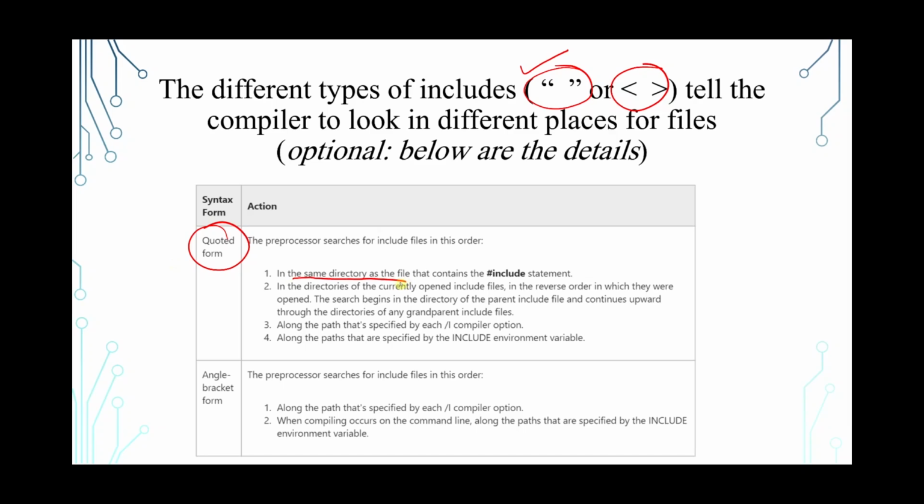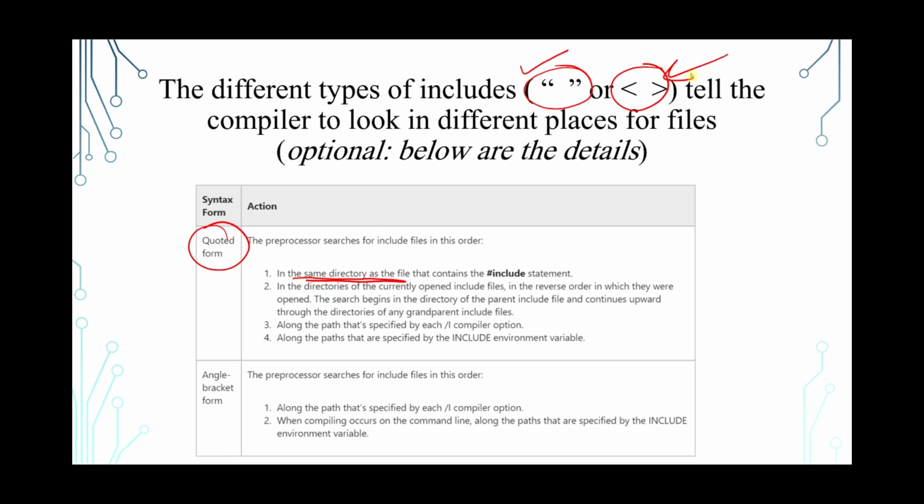Now, for the quoted form, the preprocessor searches for the include file in this order. First, in the same directory as the file that contains the include statement. So it looks for it next to your .cpp file. If it's not there, then in the directories of the currently open include files, and so on, until it goes up to the parent of the project.